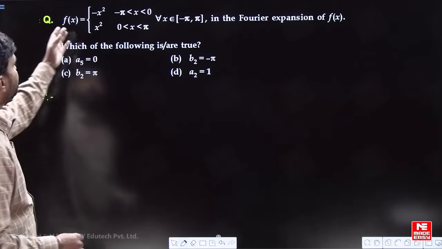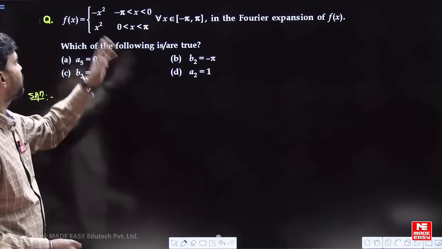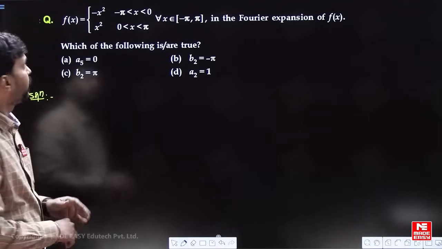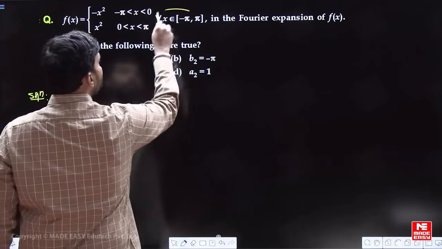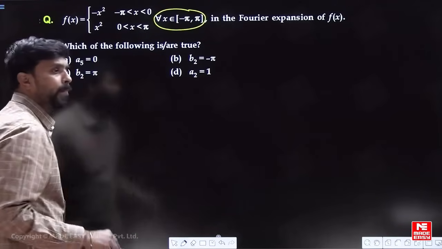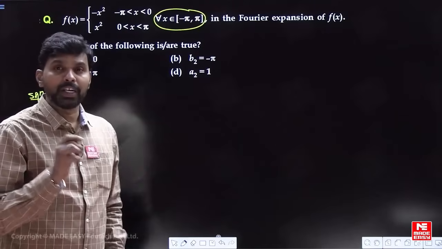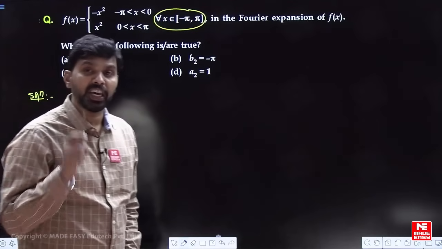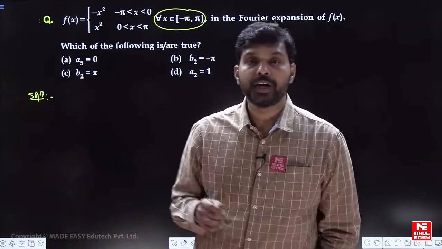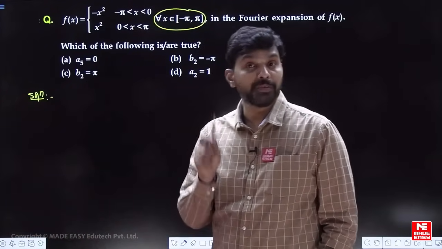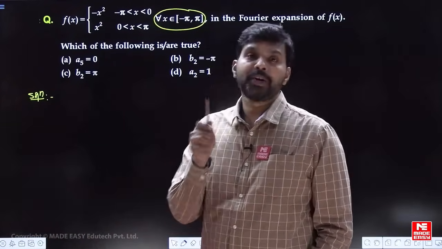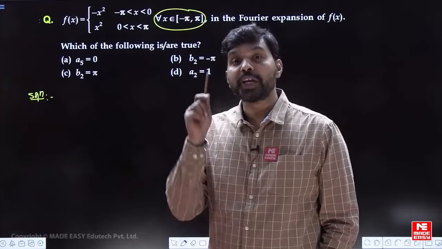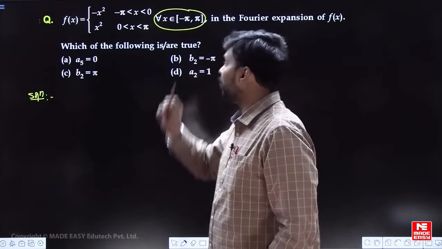Right, f of x is equal to minus x square in this interval and x square in this interval. But the interval is what? Minus pi to pi. देखो बेटा, कभी भी इंटरवल माइनस ए टू ए होता है तो पहला फंक्शन को देखना है कि ये इवन फंक्शन है, ऑड फंक्शन है, right? You have to check whether the function is even function or odd function whenever the interval limits are minus a to a.